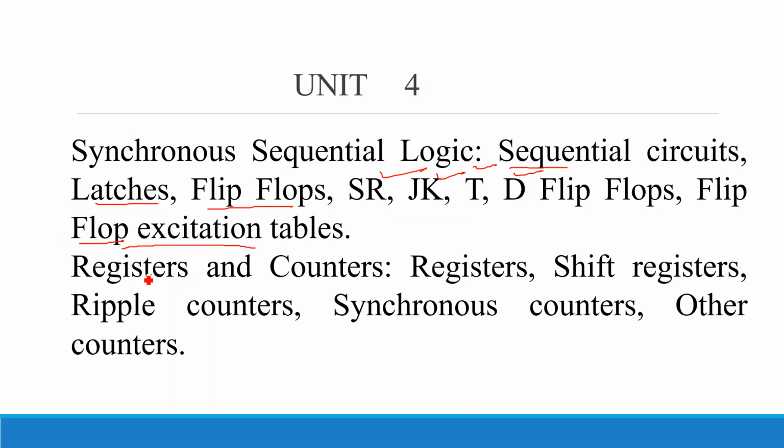And in the fourth unit again we have registers and counters. Many types of registers are there, but we are going to discuss the shift register as per our syllabus. And there are types of counters: synchronous counter and asynchronous counter. We are going to discuss ripple counters, which are asynchronous counters, and synchronous counters, and many other counters in the fourth unit.